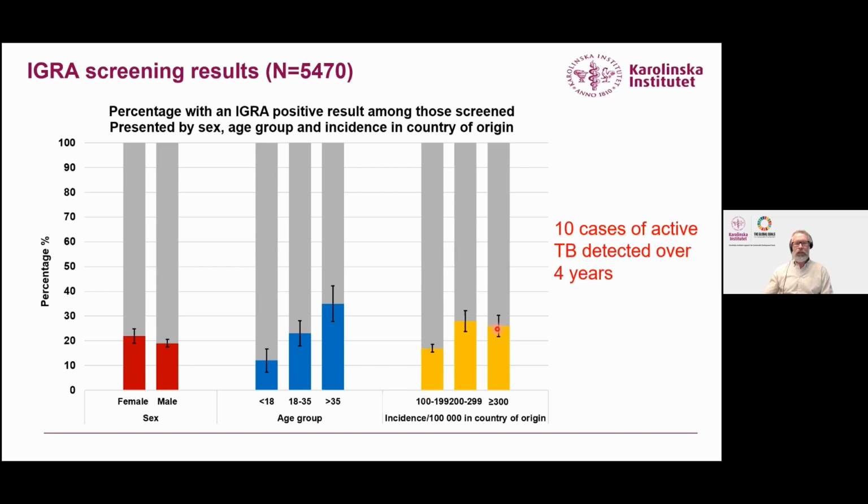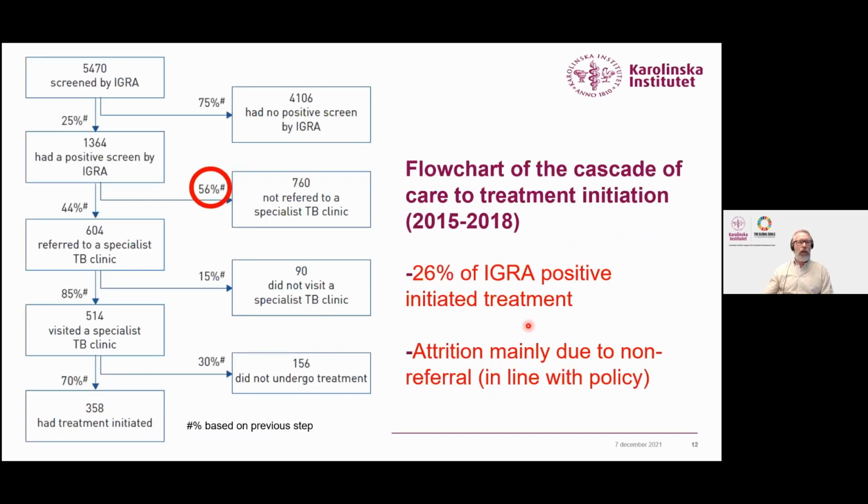not see this progression for countries with a higher incidence than 300 per 100,000, which we cannot really explain, but it was not. There were few countries and also quite few people coming from those, so we shouldn't draw too many conclusions from that. Here's the cascade of care.